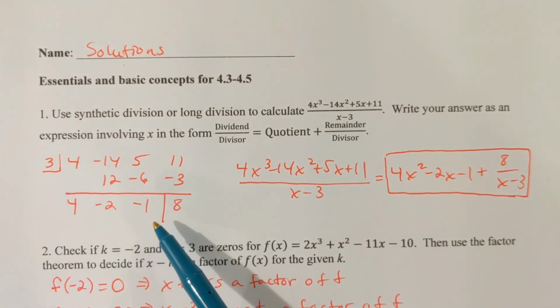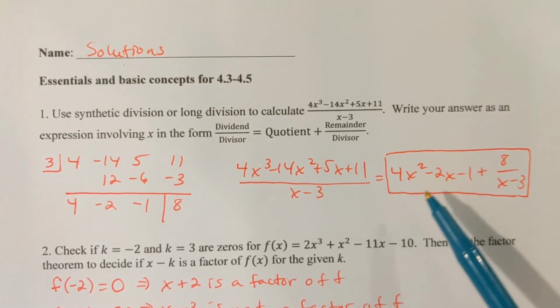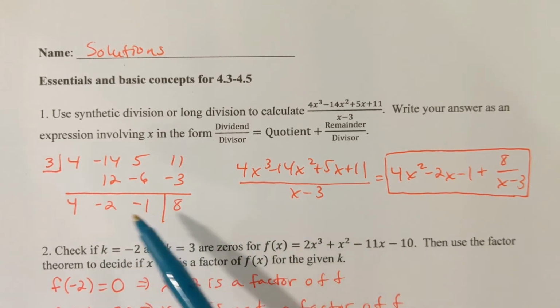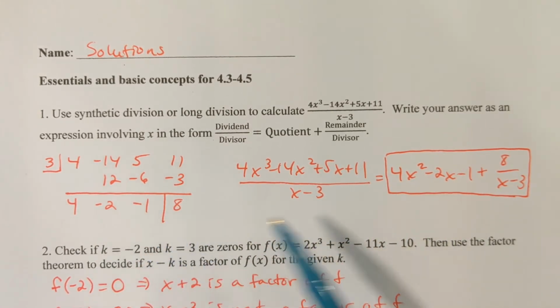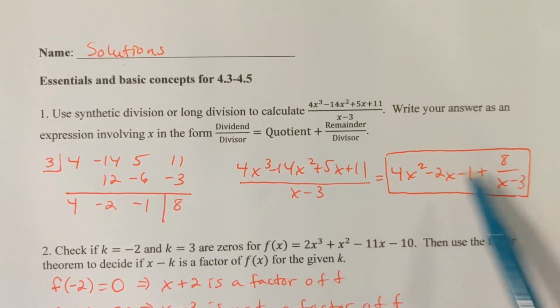This bottom row here allows me, again, to get my answer in terms of x. So 4x squared minus 2x minus 1 plus 8 over x minus 3. That's exactly what I had when I went through the long division process.